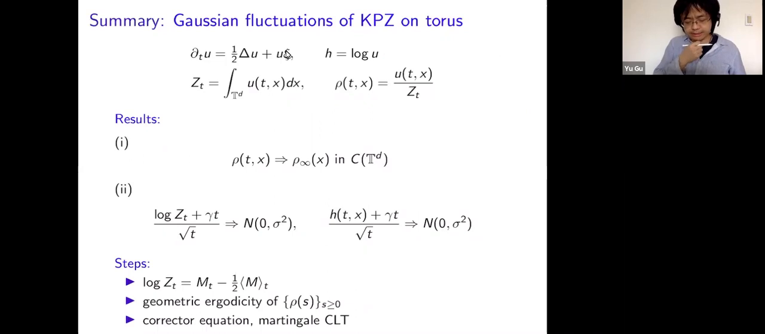Several ingredients needed in our proof are here. First of all, we do this important decomposition. We write the free energy as a martingale minus half of its quadratic variation. Both the martingale and the quadratic variation are driven by this rho. Then we show that this rho mixes very fast. Then it's a standard homogenization type of argument.